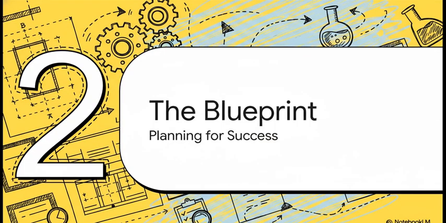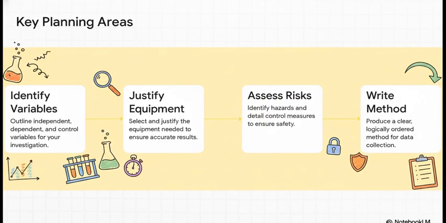All right, let's move on to the planning phase. This part is so important. Think of it like building a house. You need a solid blueprint, and that blueprint doesn't just make your life easier, it's what makes sure your results are actually reliable and valid. So for your BTEC assessment, your plan has to hit 4 key areas. You've got to identify your variables, justify why you chose your equipment, do a proper risk assessment, and then write a method so clear that someone else could follow it like a recipe.